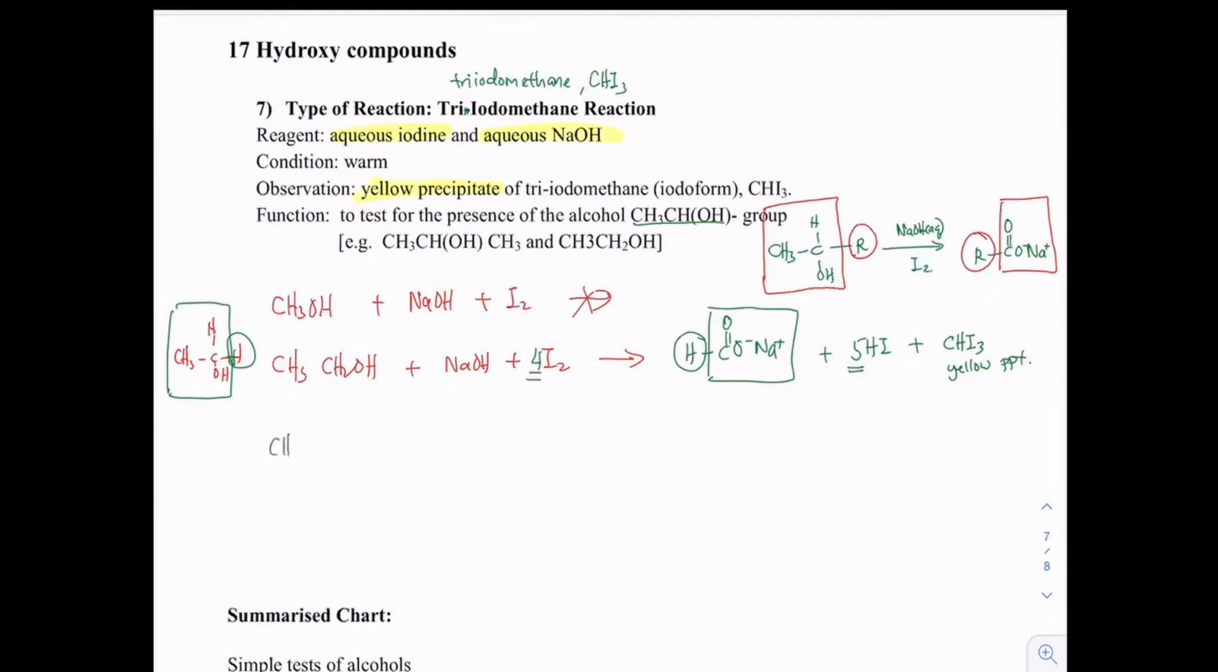Now let's say right now you have this CH3CHOHCH2CH3 plus NaOH plus iodine. I want you to complete the equation. Try to write it out.